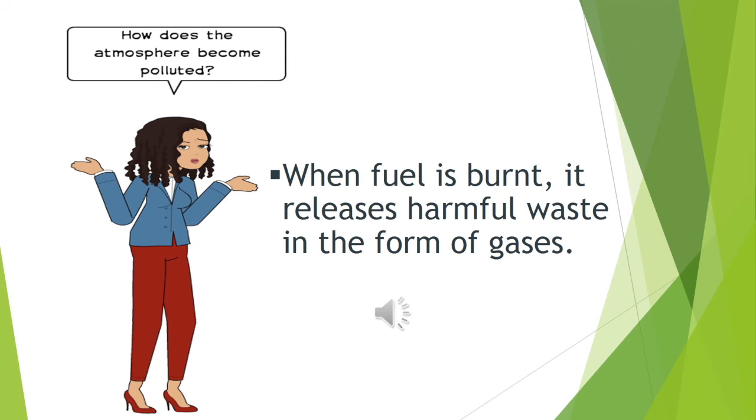How does the atmosphere become polluted? When fuel is burnt, it releases harmful waste in the form of gases. These come from factories and also from things made in factories like cars. This polluted air spreads out into the atmosphere and does not disappear. The following video shows some ways in which we as humans contribute to polluting the atmosphere.